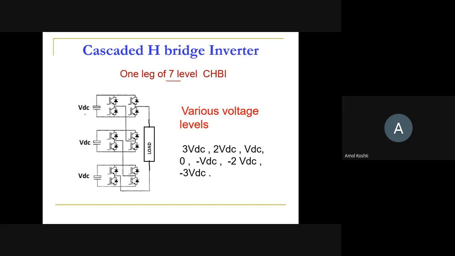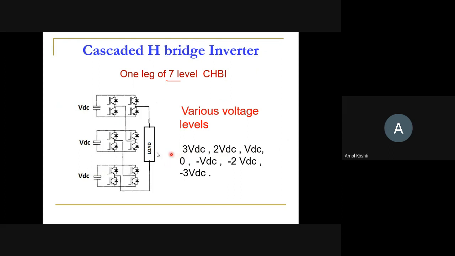There would be one combination where we add this VDC, the second cell's VDC, and this third VDC. So we get VDC plus VDC plus VDC, which is 3 VDC. There would also be a combination where these two cells are in series, so we get 2 VDC, and lastly we can also get the combination where we get only a VDC at the output.